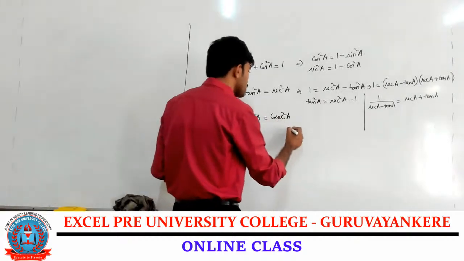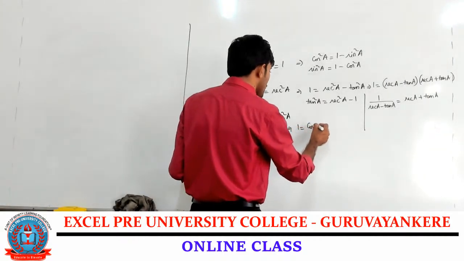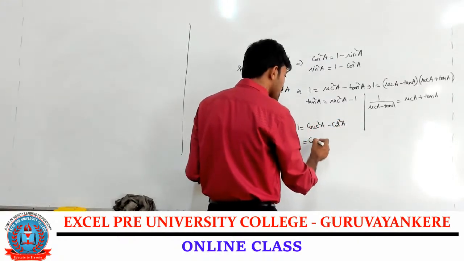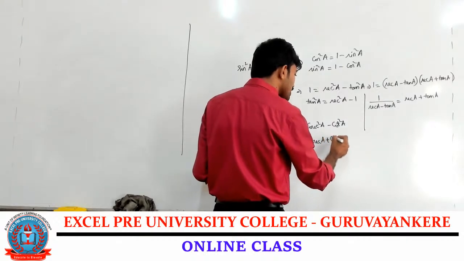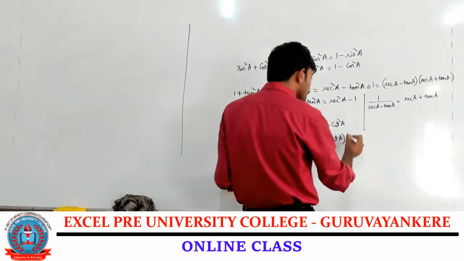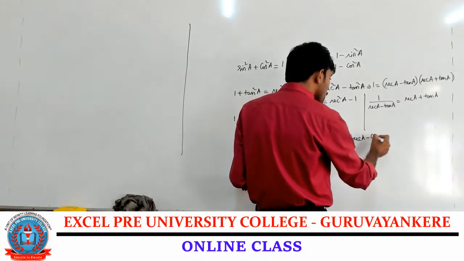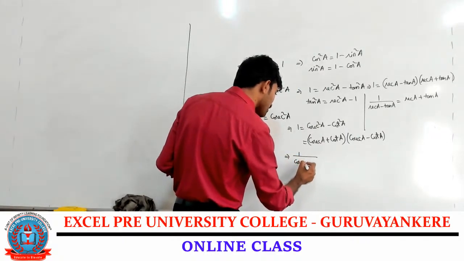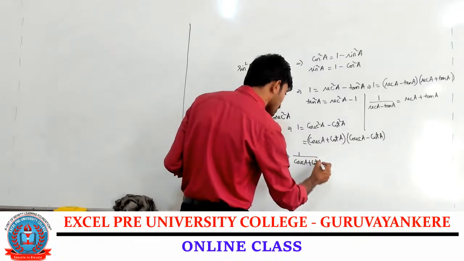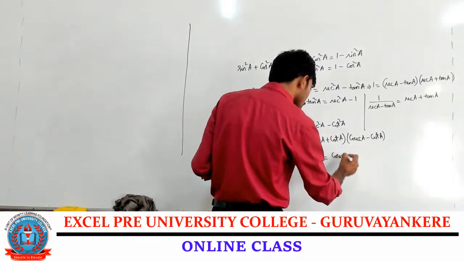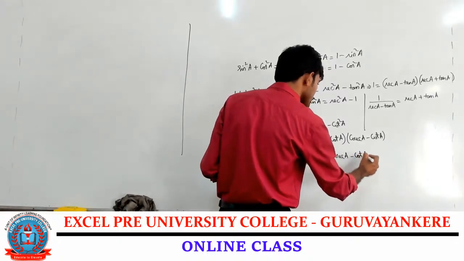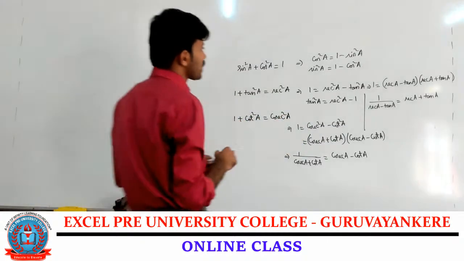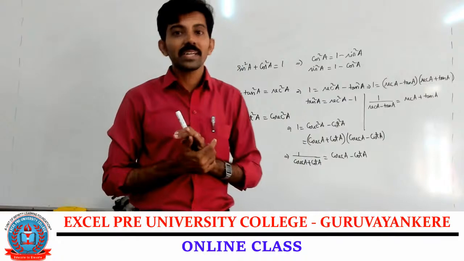1 + cot²A is cosec²A. So 1 is equal to cosec²A − cot²A. A² − B², again you can split it as (A + B)(A − B). Correct? (cosec A + cot A)(cosec A − cot A). So from this we have 1 by (cosec A + cot A) is equal to cosec A − cot A. Okay, these are all basic important trigonometric formulas.